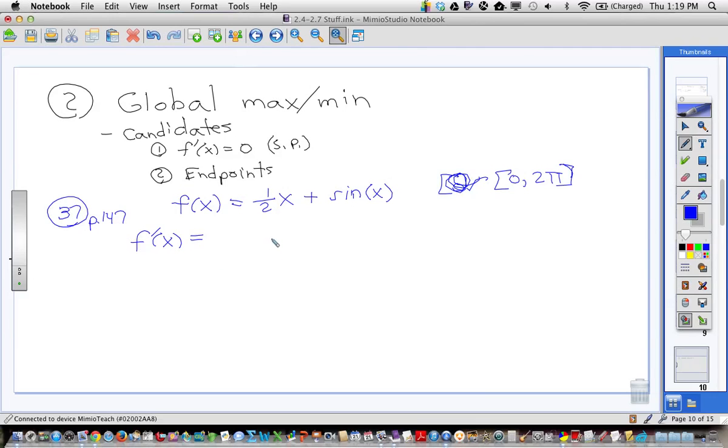All right, what's the derivative? 1/2 plus cosine x, and we set that equal to 0. There were a few people on the quiz yesterday that did not set their equation equal to 0. You've got to do that. When you're solving the equation, you have to put on your paper what you're solving. You have to have equals 0 there.